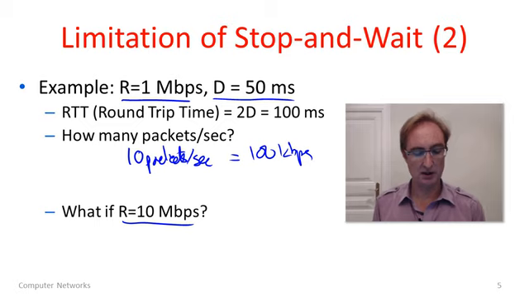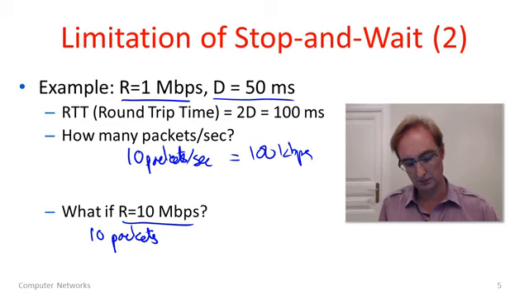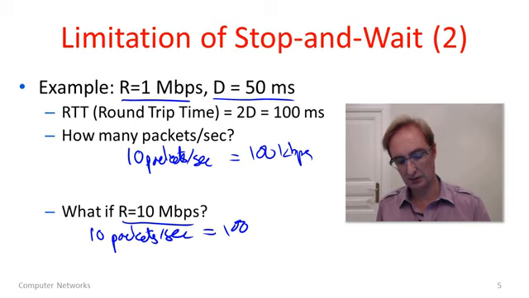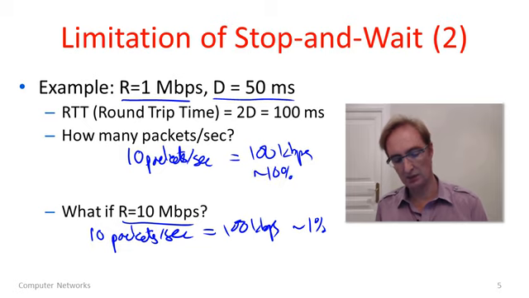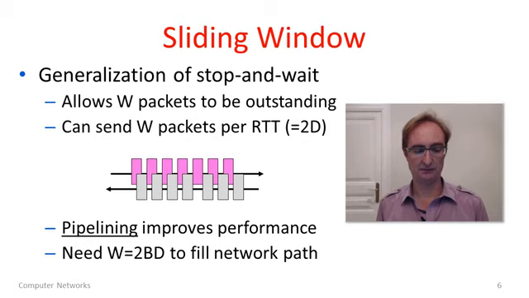Suppose we upgrade the link to be 10 megabits per second because we just want everything to be faster. How many packets could we send? Again, the answer is 10 packets a second. Why? Because they were constrained by the round trip time. The bandwidth really didn't affect them at all. This is going to be the same, 100 kilobits a second. And now it's actually going to be more like 1% of the capacity instead of 10%. So for our fast and long networks, stop and wait really uses them inefficiently.